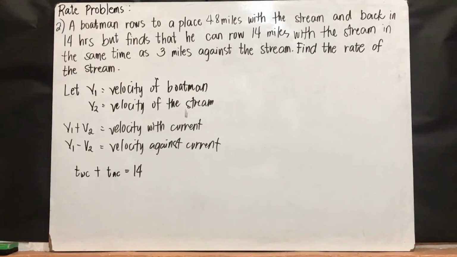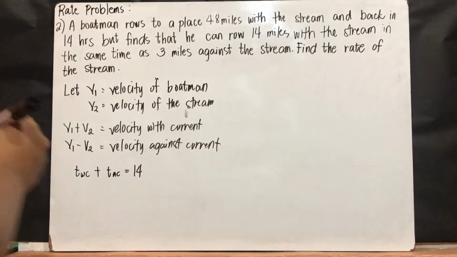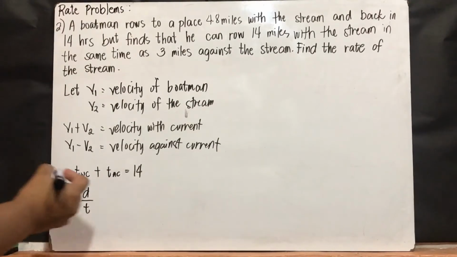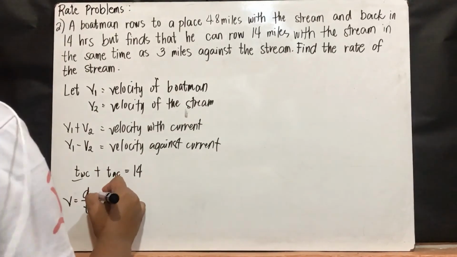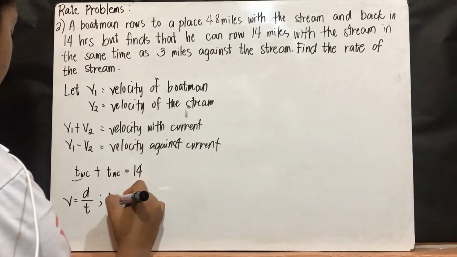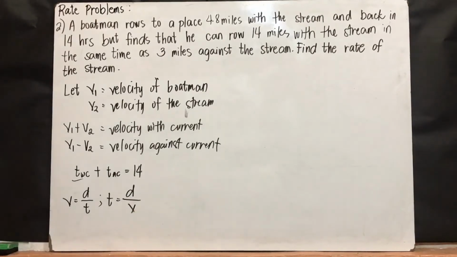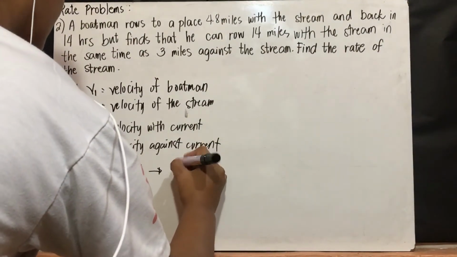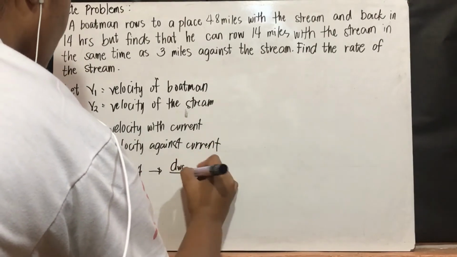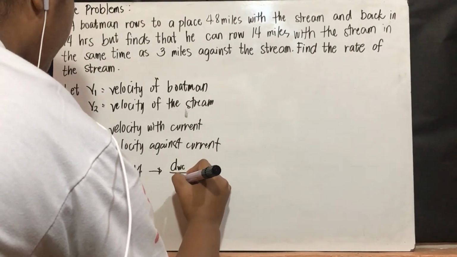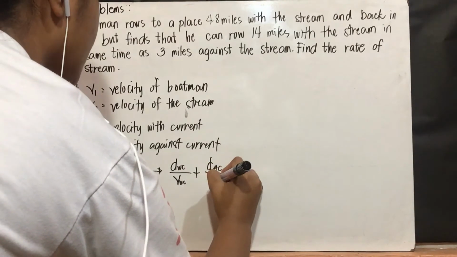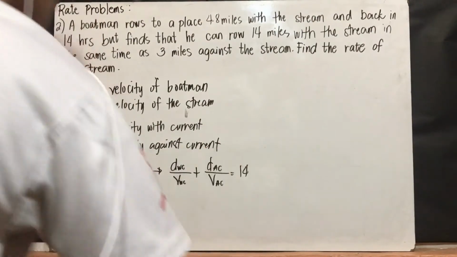Now, recall yung formula ng velocity natin. We have distance over time. And since yung parameter natin dito is time, we can write the formula as T is equal to distance over velocity. So, following this equation, we have distance with current over velocity with current plus distance against current over velocity against current is equal to 14.